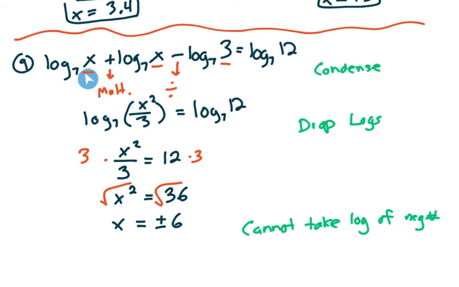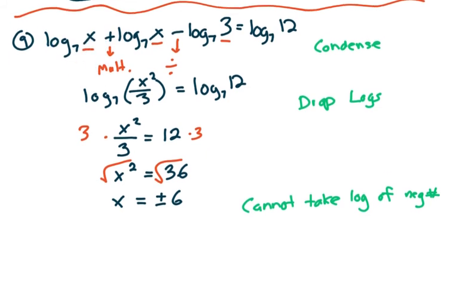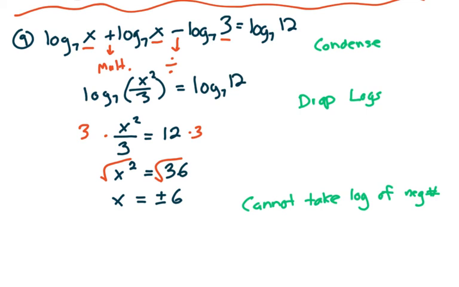So if I was to get x equals negative 6 and plug it in, I'd be taking the log of a negative number. So x equals negative 6 is an extraneous solution. So our only solution here is x equals positive 6.